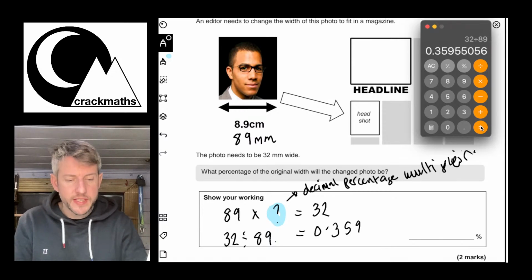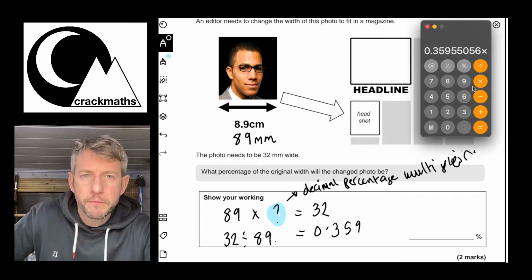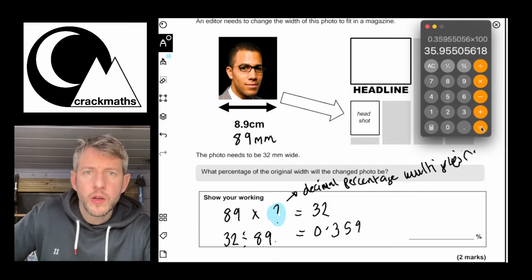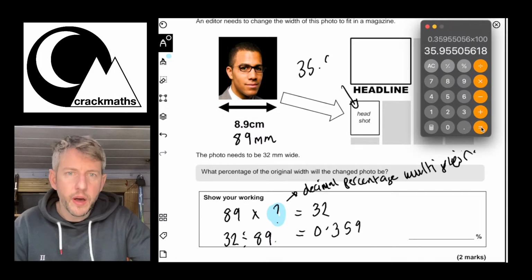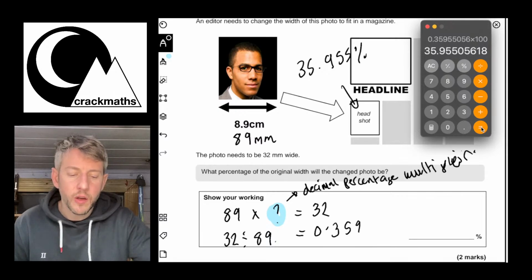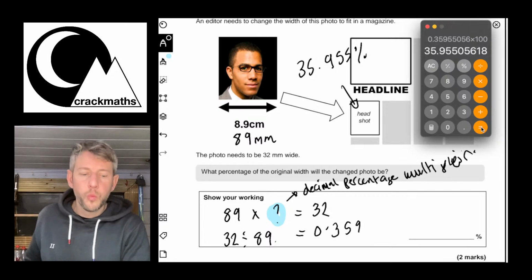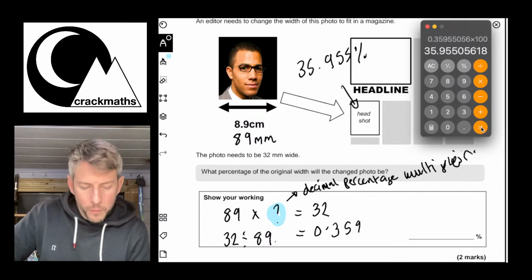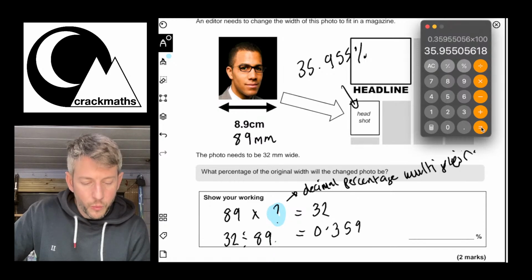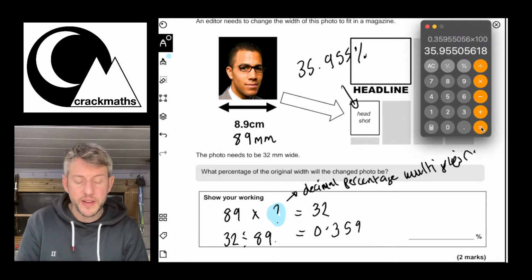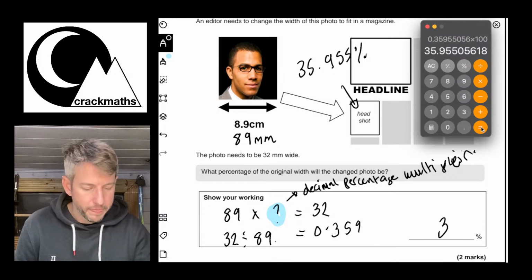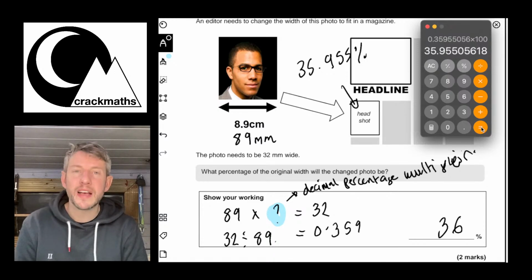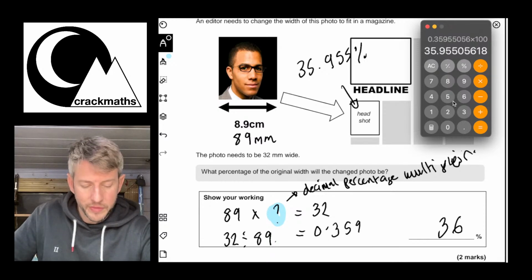So I'm going to first of all turn this into a percentage. So if I times this by 100, we know that this image here is 35.955% of the original image. Okay, so we need to know what percentage of the original width will the photo be changed to be. Okay, fine, so it's going to be changed to be 35.95%. So I think we could probably call that 36%. Yeah, there we go. It's not asking what percentage it's reduced by, it's just asking what percentage it's going to be. So it is going to be 36% of the original width.